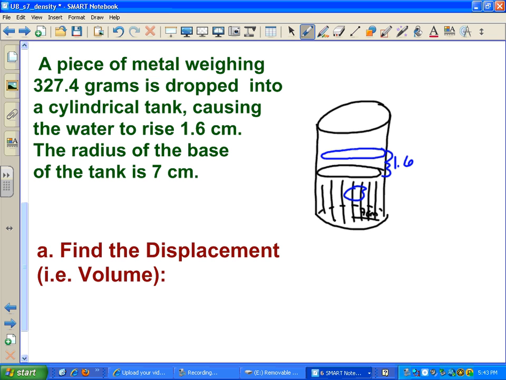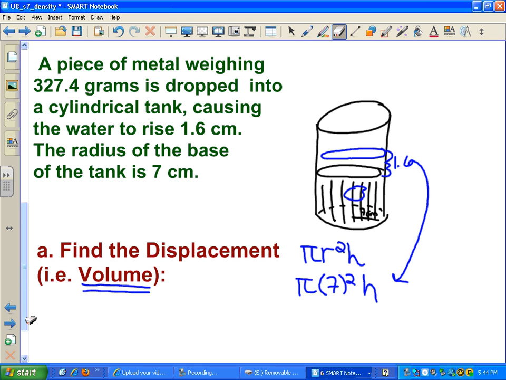So if I want to find the displacement or the volume, because I dropped it into a cylindrical tank, I'm still going to use my volume formula for a cylinder, which is pi r squared times the height. So the pi stays. The radius, well, that's the radius of the cylinder, which is 7 squared, and the height is the increase. Well, it changed or increased by 1.6.